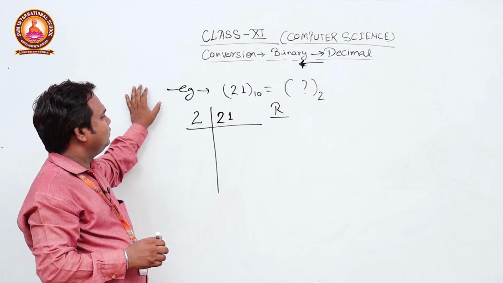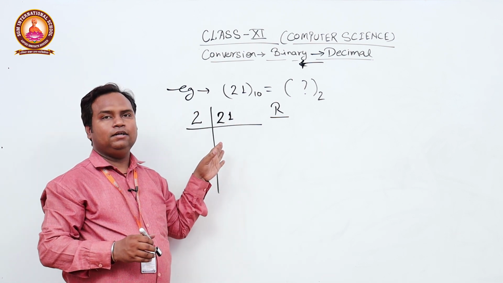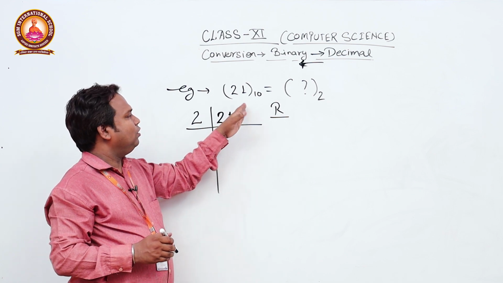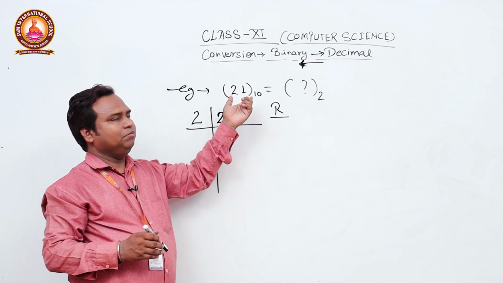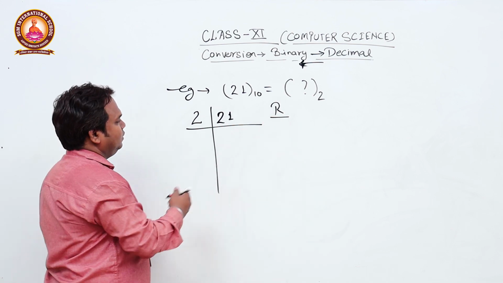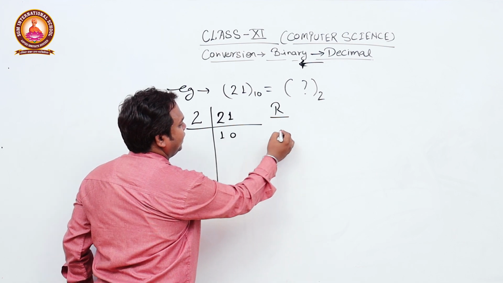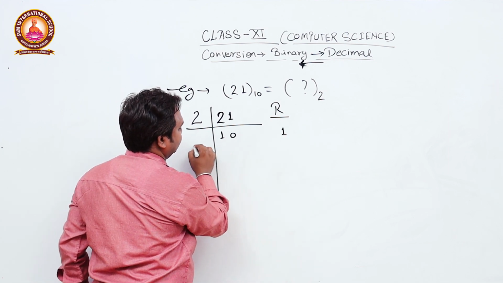Let us see again. We have to divide 21 by 2 because we have to change decimal to binary. Divide by 2: 2 ones are 2 and 0. Remainder is 1.